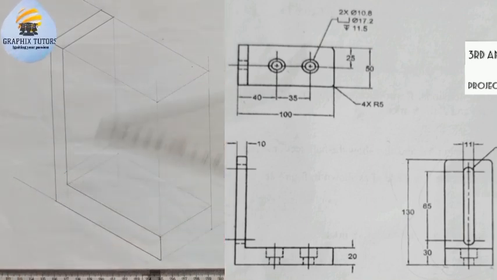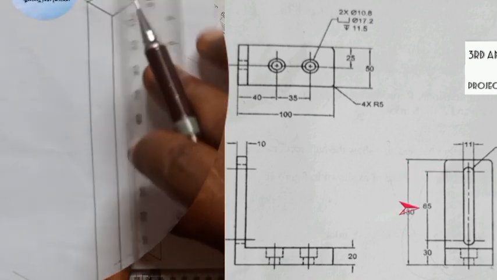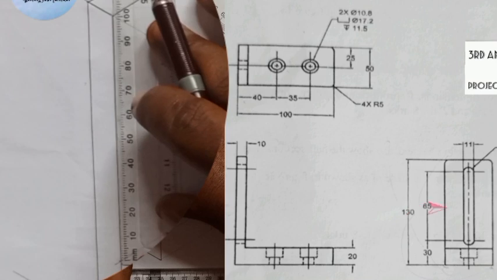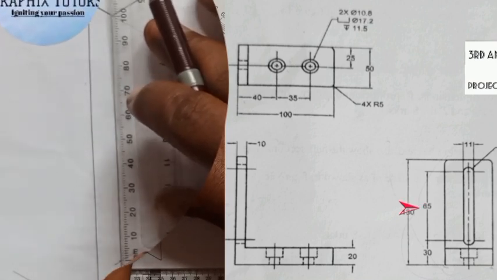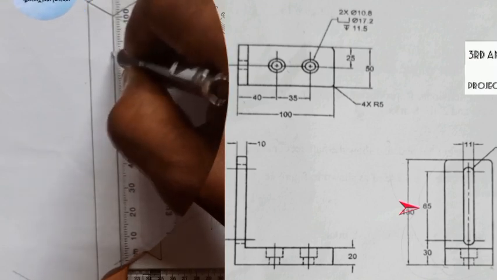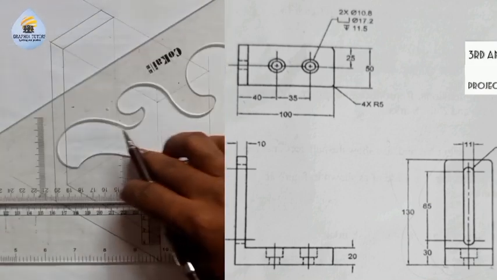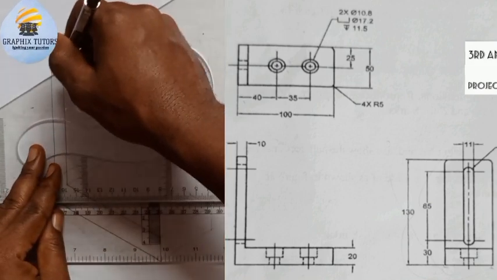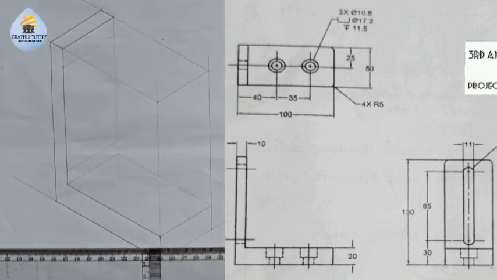Are we good? Then from that point again I'll measure 85 to lead me to the second center. This is 85 here. Then I'll take my set square, t-square. I'm going to just do this. So that's where the center of the second opening is.